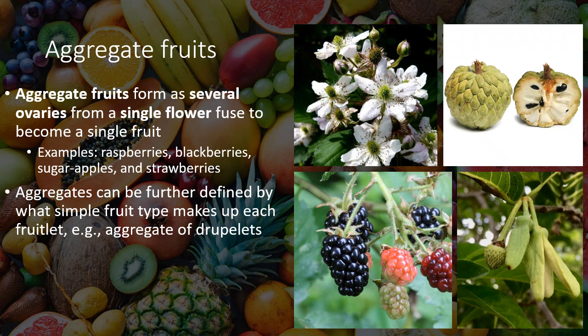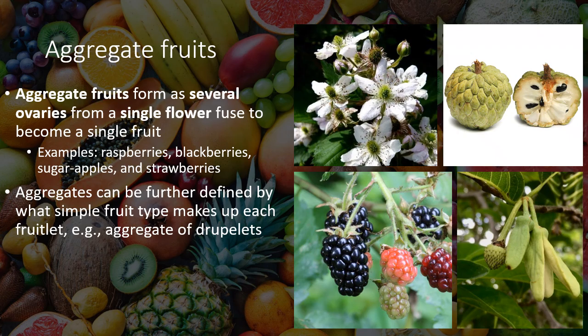Another example that I provided on the right side are sugar apples, which are a tropical fruit. They kind of have a fruit down below, which you can see has this cone of individual pistils. And as the fruit matures, all of those pistils fuse together to produce one larger fruit.